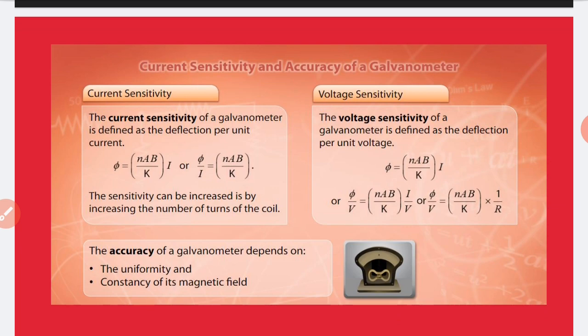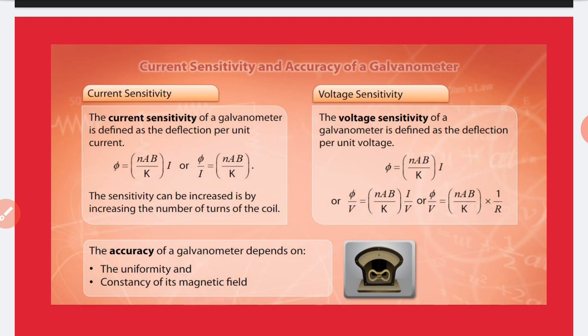Current sensitivity. The current sensitivity of a galvanometer is defined as the deflection per unit current. That is, phi is equal to NAB by K into I, or phi by I, that is called current sensitivity, equal to NAB by K. The sensitivity can be increased by increasing the number of turns of the coil.